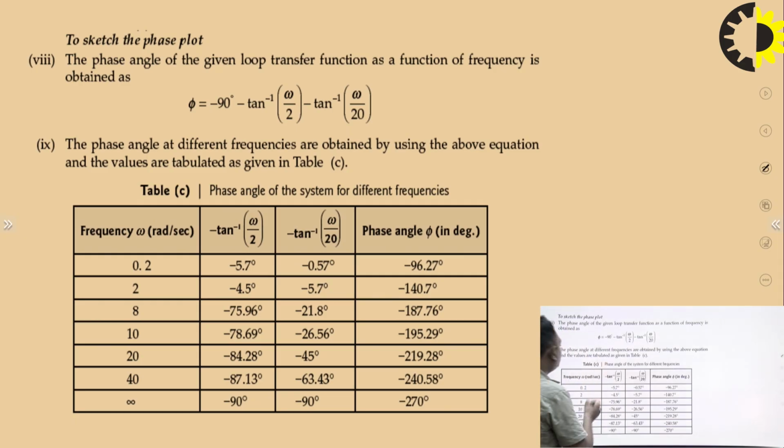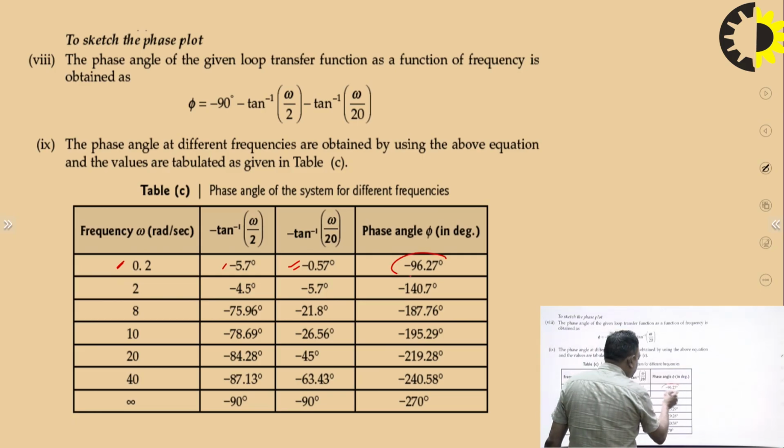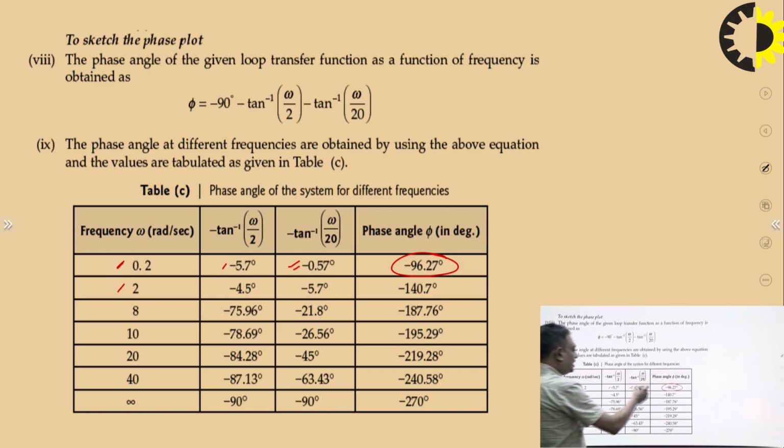Okay, like if you put omega equals 0.2, then the value of the term minus tan inverse omega by 2 is minus 5.7. The other term will become minus 0.57, and total phase is minus 96.27. For omega 2, similarly, we are getting minus 140.7. For 8, we are getting minus 187.76.